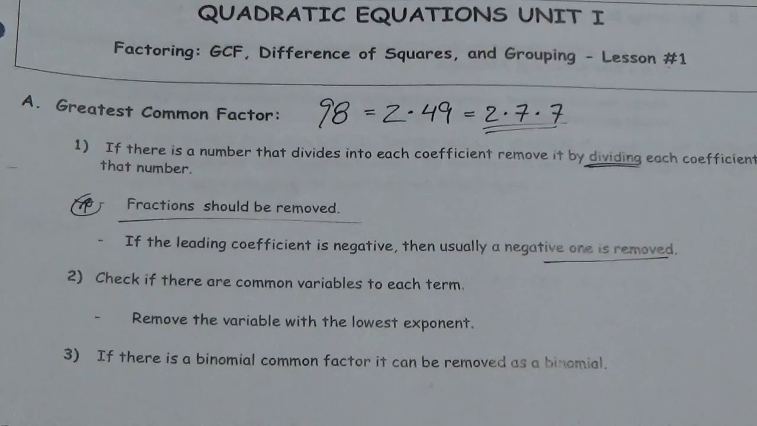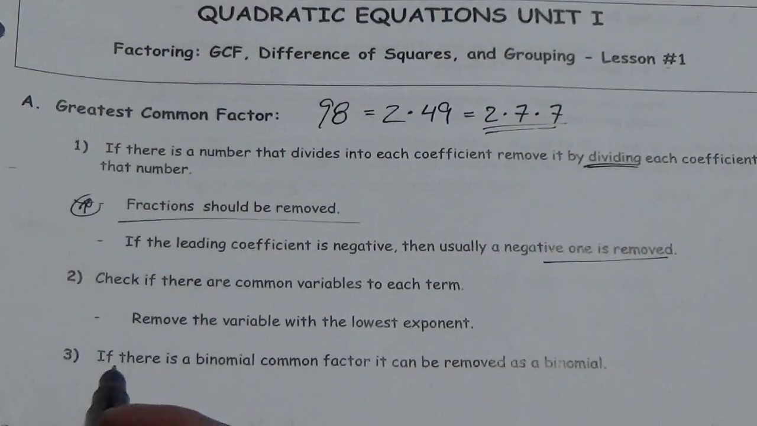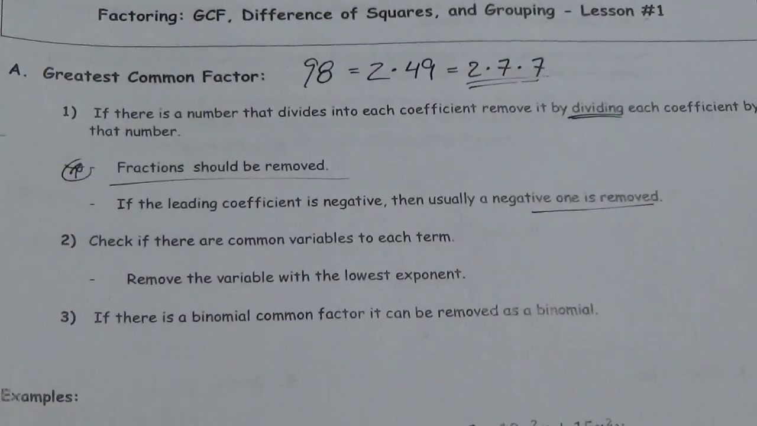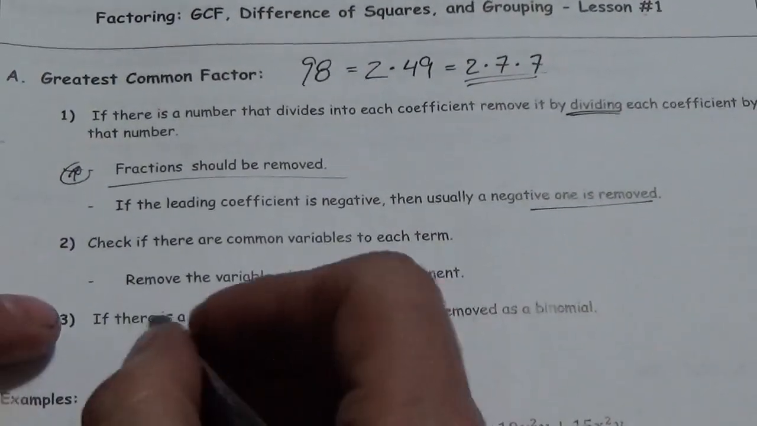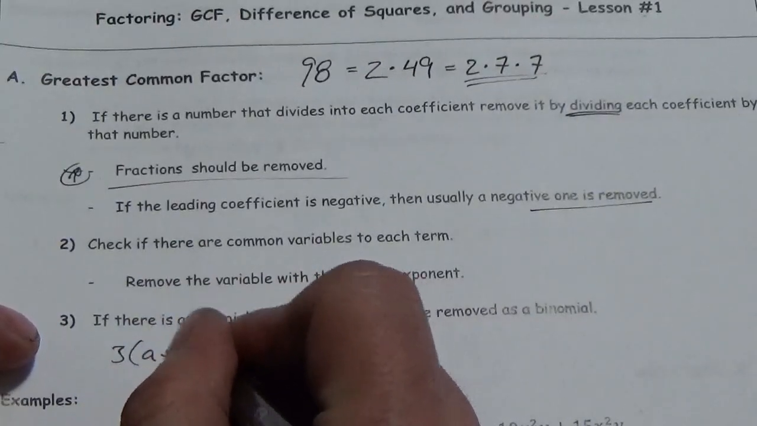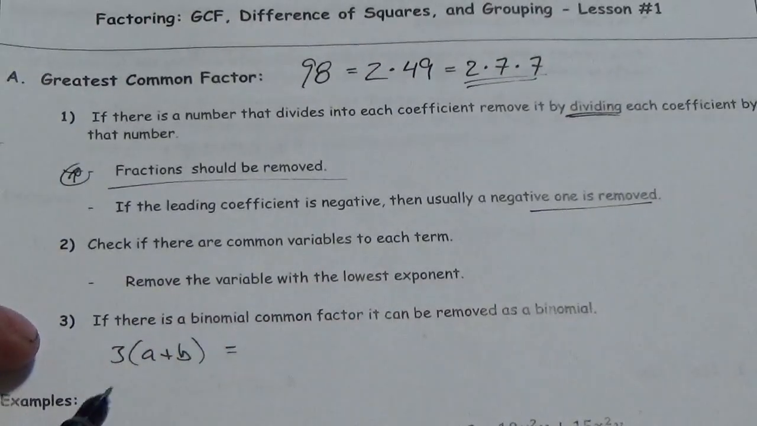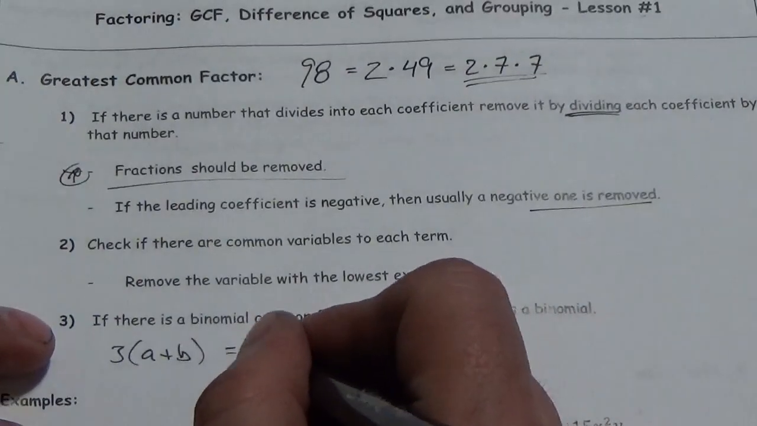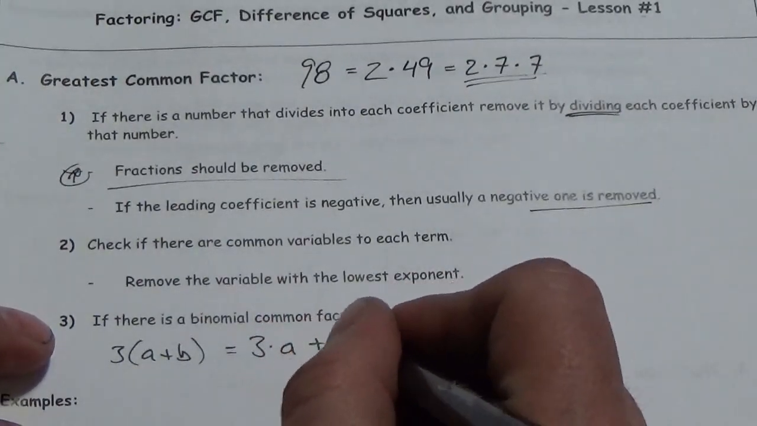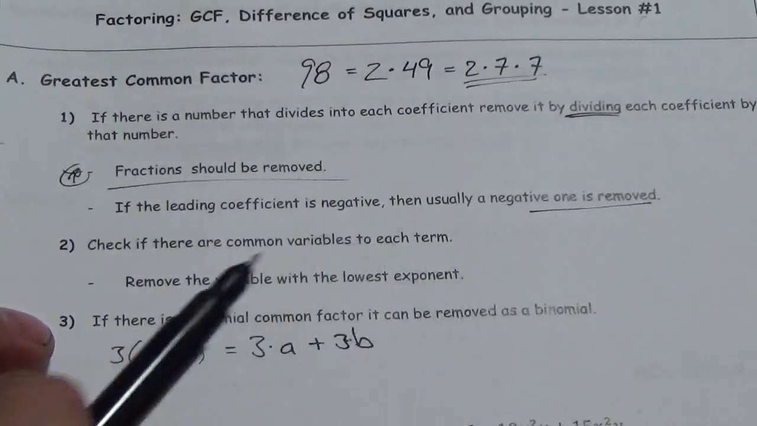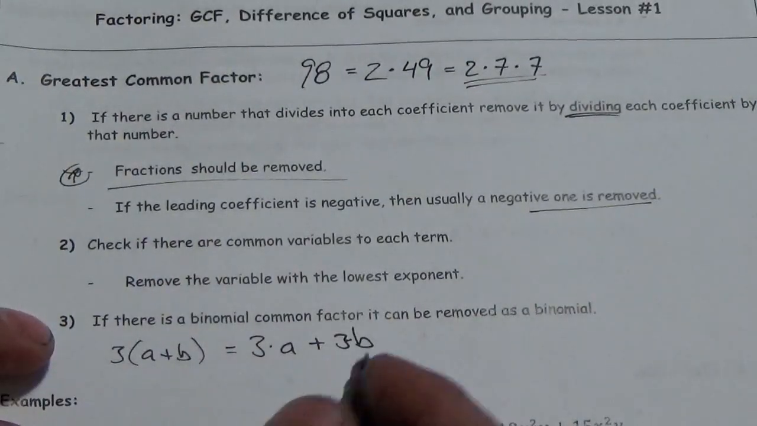Because essentially what common factoring is, oh, and then finally, if there's a binomial common factor, we're going to remove that too. Essentially what common factoring is this. Let's say that I've got 3 multiplied by a plus b. Okay. I know that in order to multiply this out, the 3 has to get distributed to both of those terms. And so this becomes 3 multiplied by a plus 3 multiplied by b. Okay? So I distributed the 3 to both of those terms.